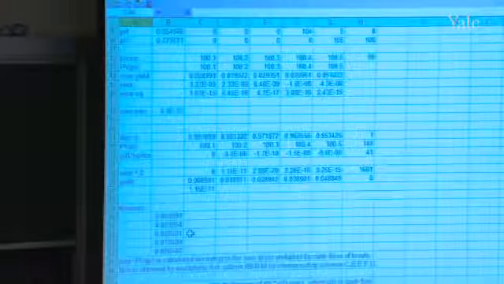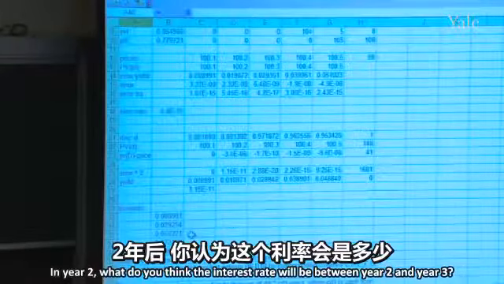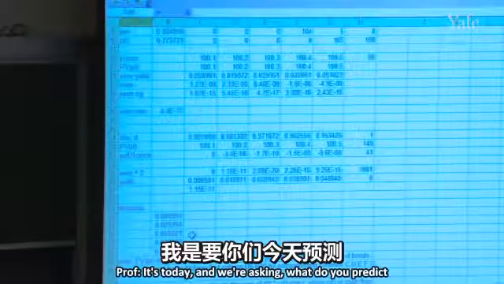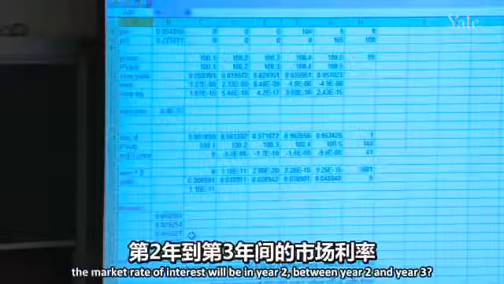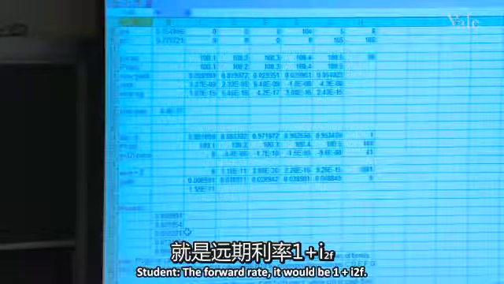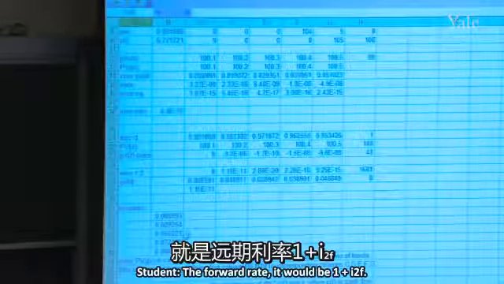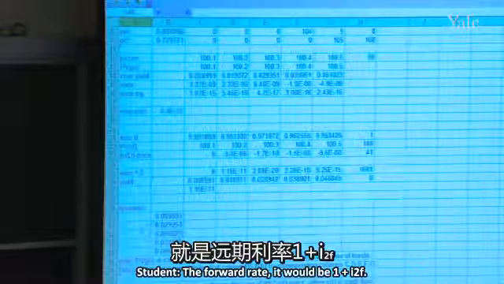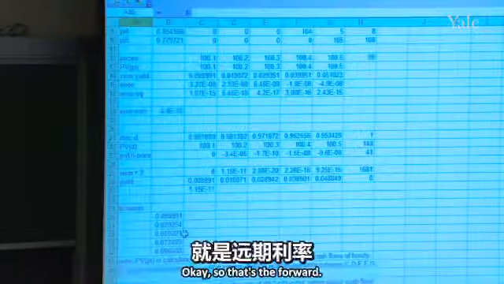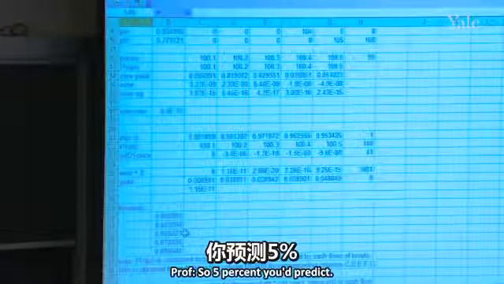Which forward rate? Sorry, which years were you asking? Year 2. In year 2, what do you think the interest rate will be between year 2 and year 3? Year 2 forward. It's today, and we're asking, what do you predict the market rate of interest will be in year 2, between year 2 and year 3? The forward rate, it would be 1 plus I2F. Okay, and I2F happens to be right here, 5%. Okay, so that's the forward. So 5% you'd predict. Okay.